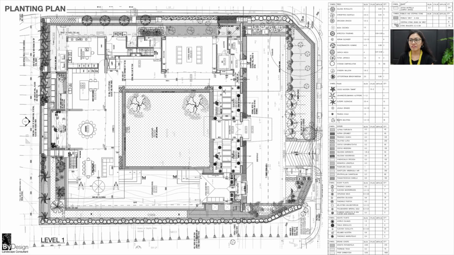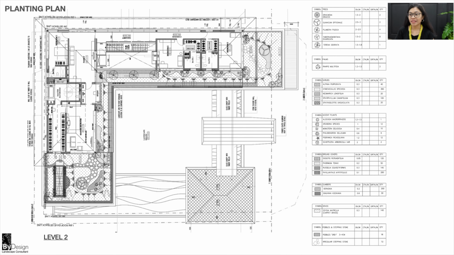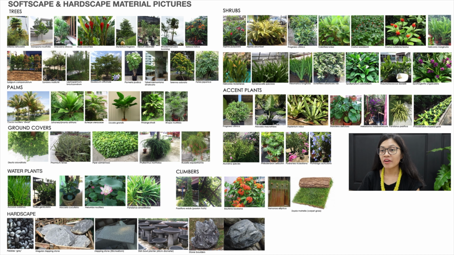This is the planting plan for the level 1 landscape, showing plant symbols, plant positions, and planting distances in scale and accurate. The table at the side of the plan shows the plant symbol, name, size, quantity, growth size for the trees, and clear trunk height for the palms. We do the same for the planting plan at the level 2 garden. These are softscape and hardscape material pictures for the client to view, and it's dominated by semi-shade plants.